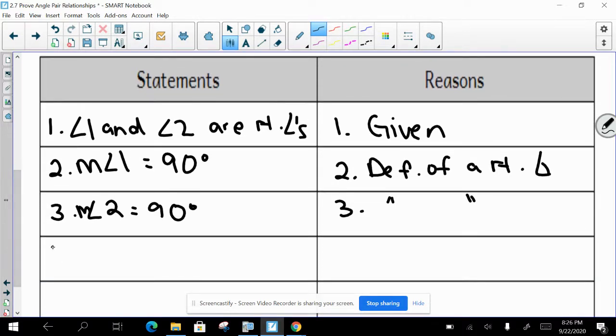And then step 4. So what could we do with step 2 and 3? Do you see a way to combine them? Well, if they both are equal to 90 degrees, if measure of angle 1 is 90 and 90 is equal to measure of angle 2, then the measure of angle 1 is equal to the measure of angle 2. And that's called the transitive property.